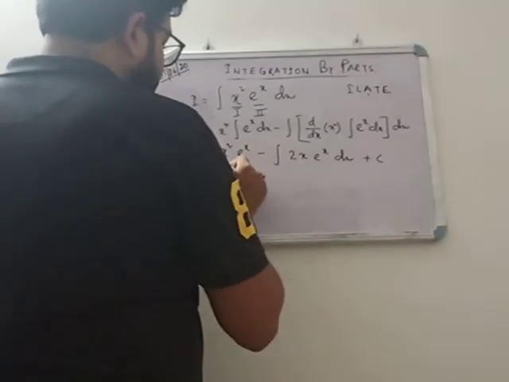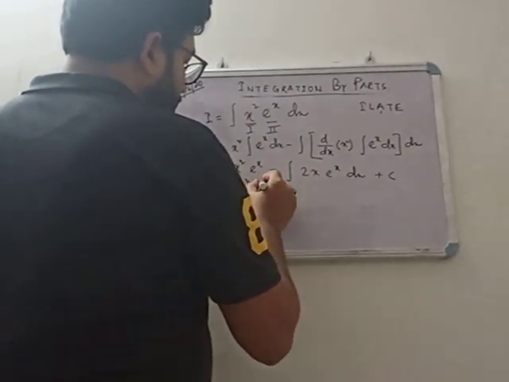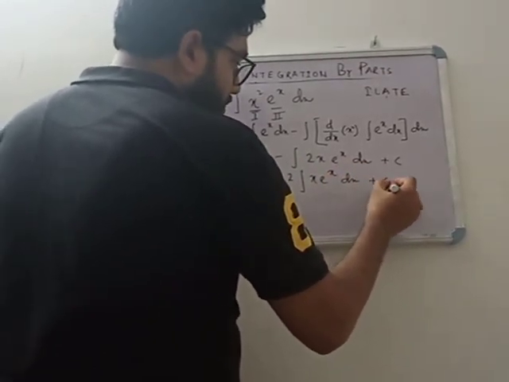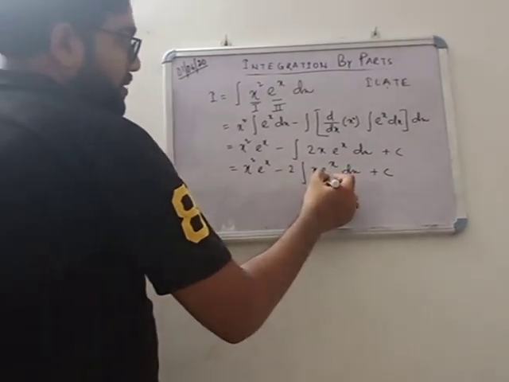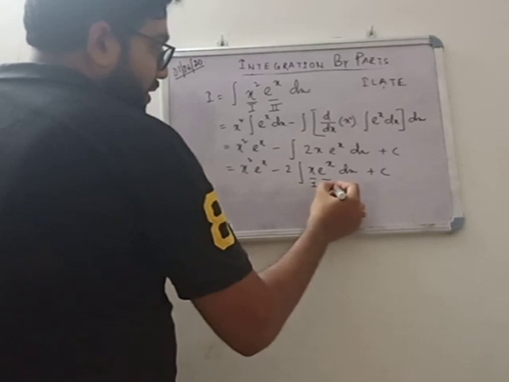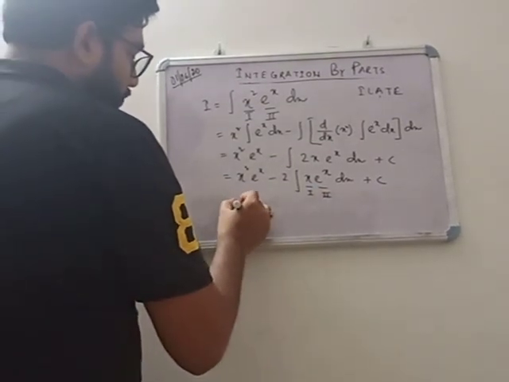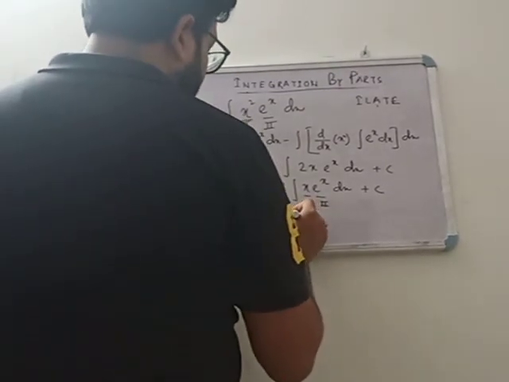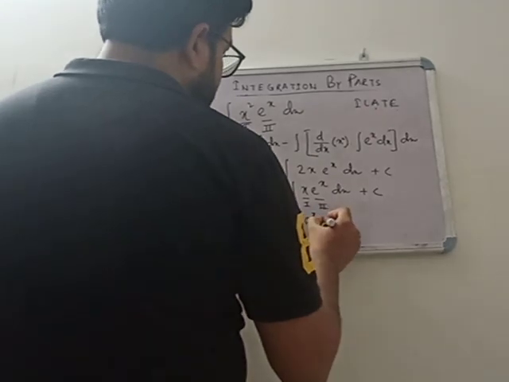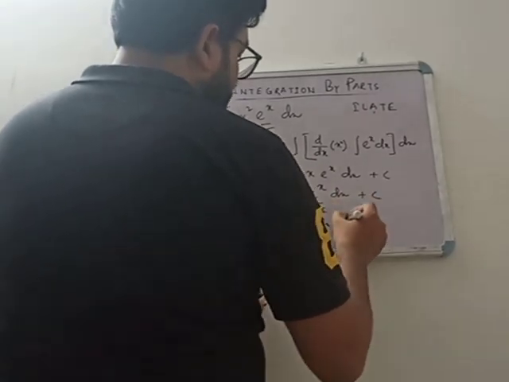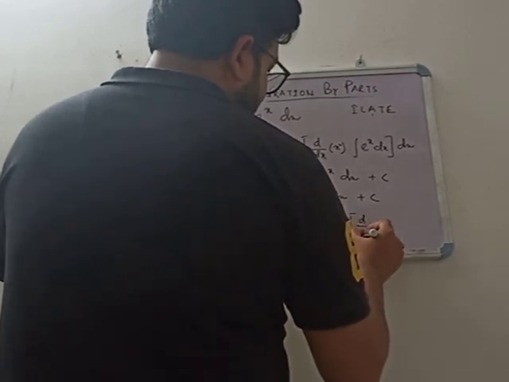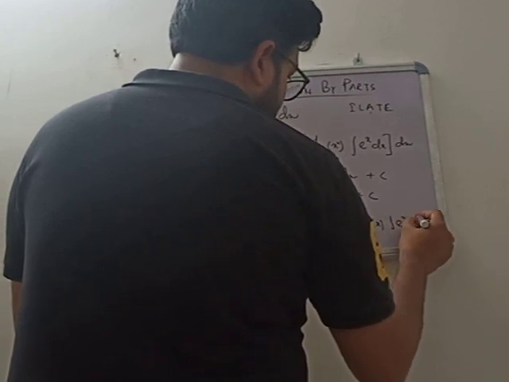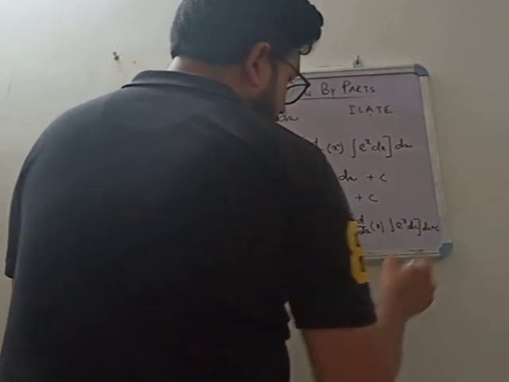You can write 2 x e^x dx plus c. Now here see that this is also by parts. So here x is the first function and e^x is the second function. So x² e^x minus 2 into x e^x minus e^x dx minus integration of d/dx of x into e^x dx dx plus c.